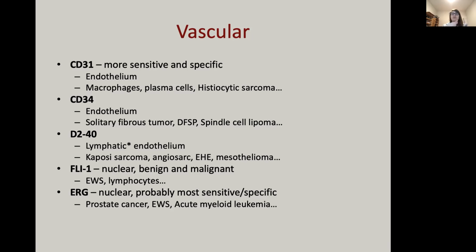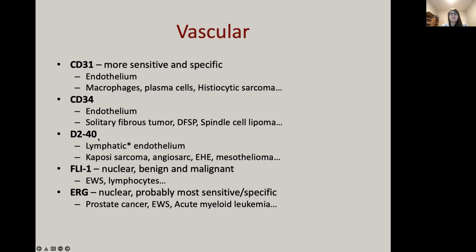Background tumor infiltrating lymphocytes, for example, that are not tumor cells can stain with lymphoid markers. You don't want to call something a lymphoma because there's a lot of lymphocytes in the background, right? So always be careful and look, that's why you have a counterstain, right? That's why you have a blue counterstain on your IHC. So you can always look at the negative cells or the positive cells, okay?